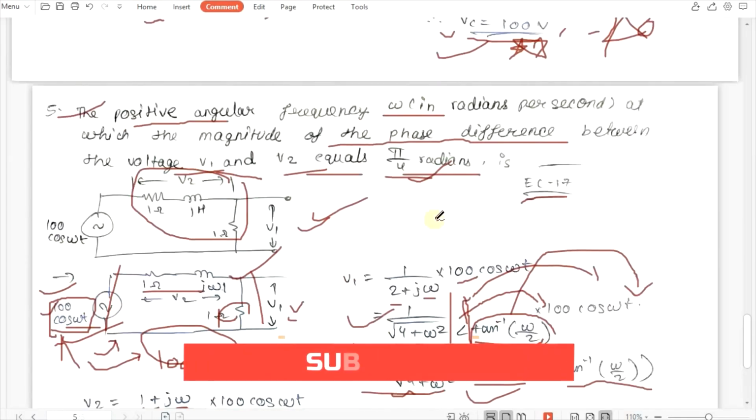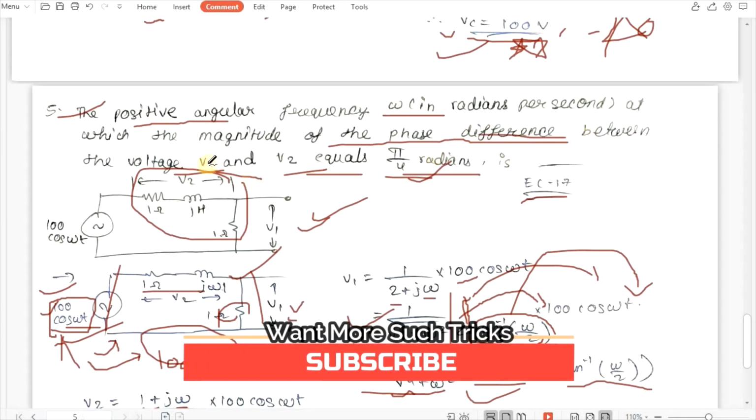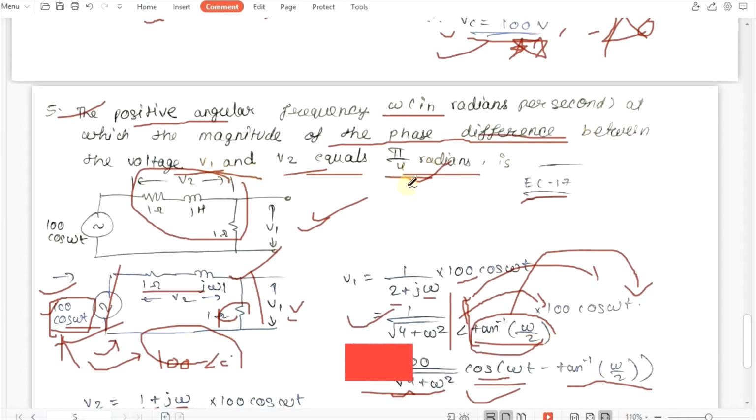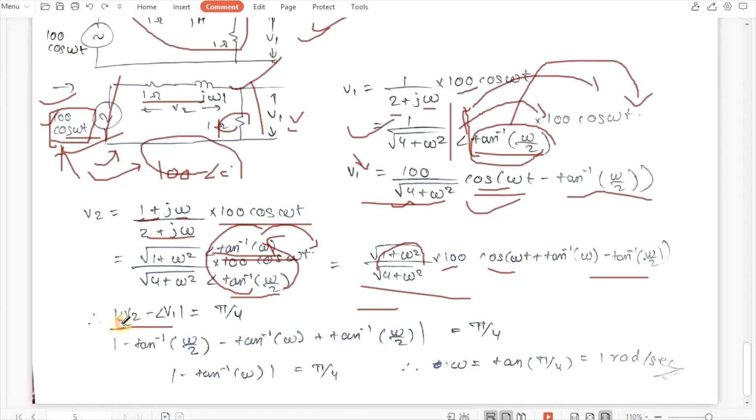Now in the question it is mentioned that the phase difference between voltage V1 and V2 is equal to pi by 4. So if we take angle of V2 first, then angle of V1, it will be tan inverse of omega minus tan inverse of omega by 2 minus of minus tan inverse of omega by 2, it will be plus tan inverse of omega by 2, right? So this minus tan inverse of omega by 2 and plus tan inverse of omega by 2 will get cancelled and we will remain with tan inverse of omega.